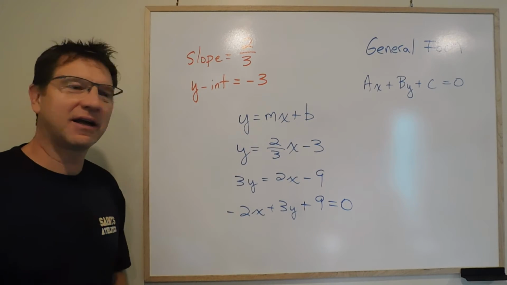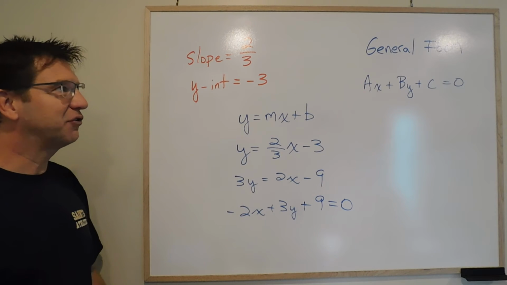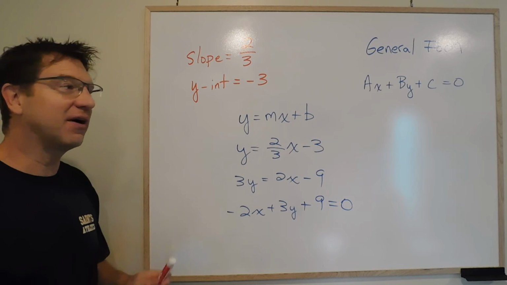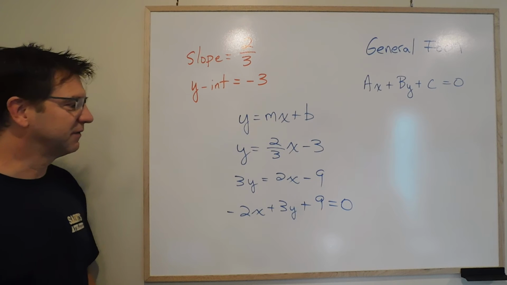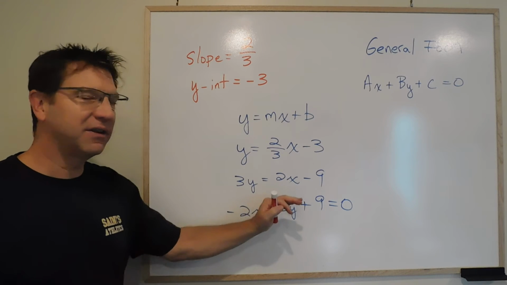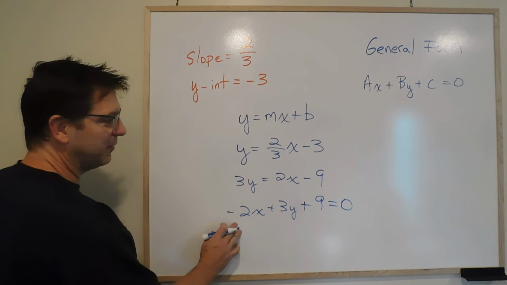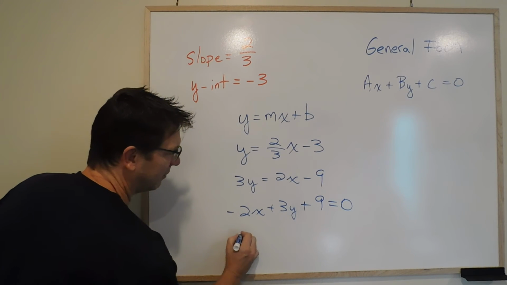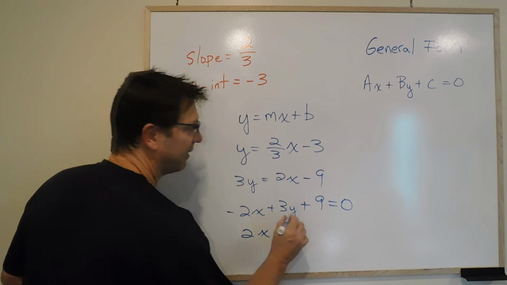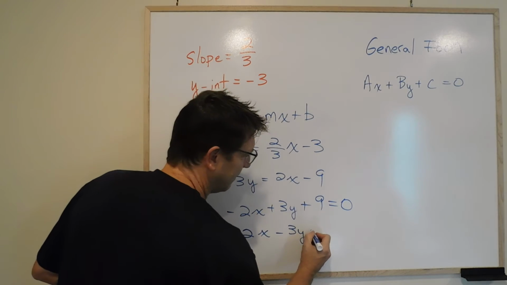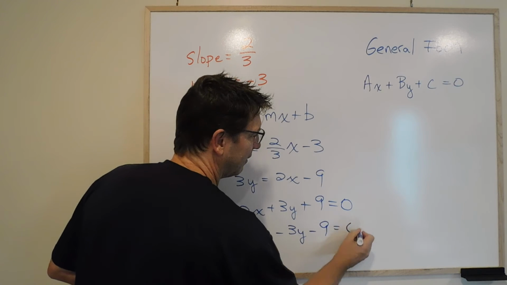There's one other little caveat with general form. It always expects the initial a value in front of the x to be positive. It always expects that to be positive. So I'm going to have to divide everything or multiply everything by -1 to make that happen. So -2x divided by -1 would be 2x. If I divide that by -1, it'll be minus 3y. If I divide that by -1, it will be minus 9, and 0 divided by -1 is still 0.